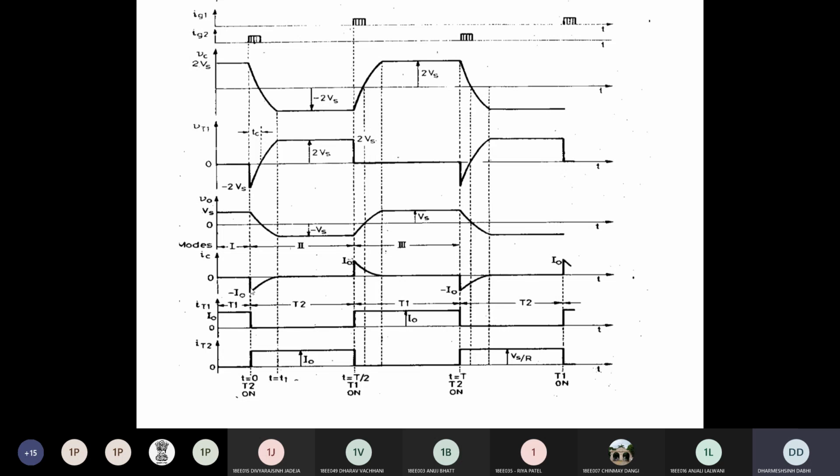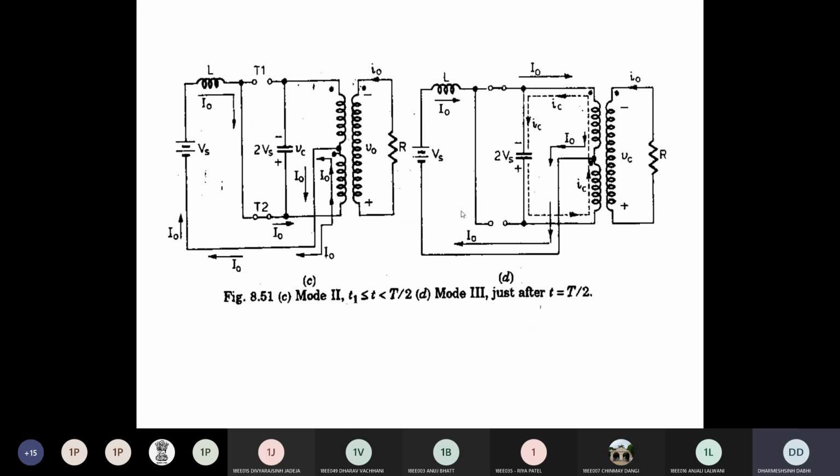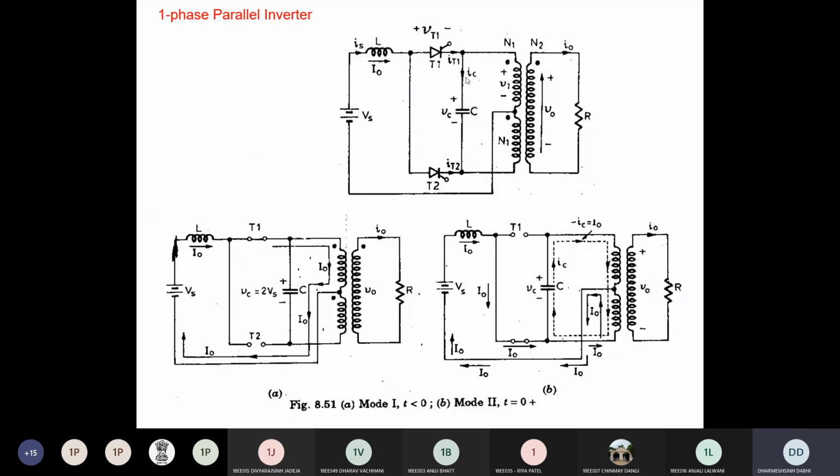Why is a negative sign taken for the capacitor current IC? Because we assume that the positive direction of the capacitor current is from the top side to the bottom side. You can see here it is indicated in the figure. This is the positive direction. But when the capacitor is discharging during the conduction of T2, you can see the direction of current is opposite to the indicated direction.